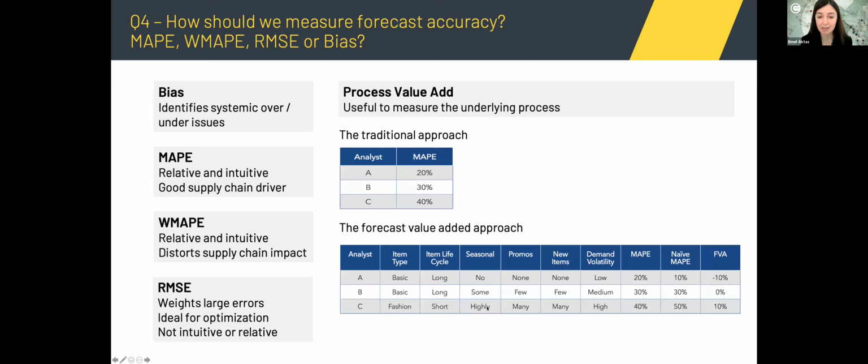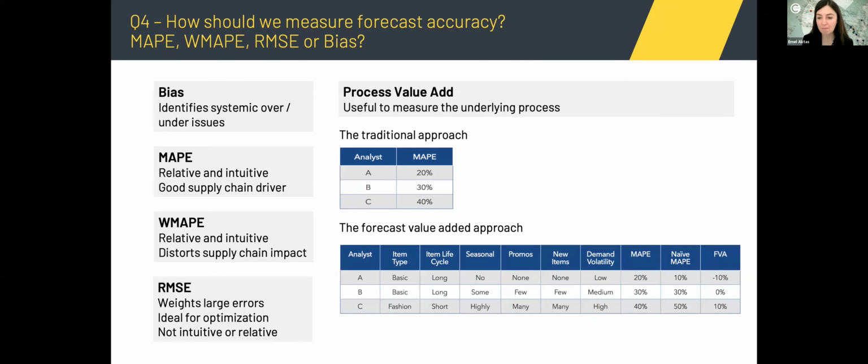It's highly seasonal, with many promotions, many new items introduced, and high demand volatility. And they have a MAPE of 40%, but that is better than the MAPE coming from a naive model. So in essence, although their performance appears to be not as good as the first analyst A, in fact, they do contribute. Their overriding of the system-generated forecast is adding value to the system.